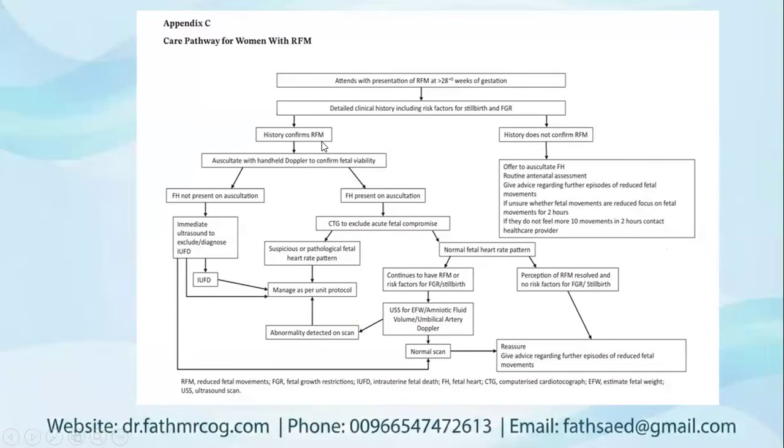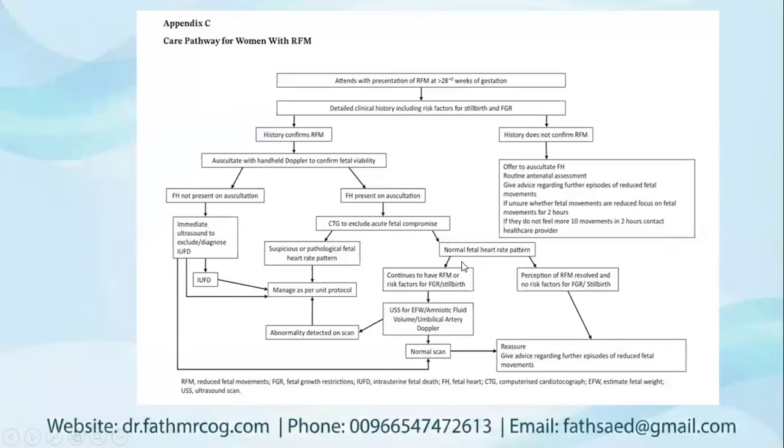But if history confirms reduced fetal movement, the patient will tell you, still I cannot feel the movement of my baby. Auscultate the patient with the handheld Doppler to confirm fetal viability. If the fetal heart is present on auscultation, do the CTG to exclude acute fetal compromise. If the fetal heart rate is normal, consider whether she continues to have reduced fetal movement. If the patient is fine here and her perception of fetal movement resolves, and there is no risk factor for FGR or stillbirth, or the patient is primary, no FGR, no stillbirth, everything is good, reassure and give advice regarding further episodes of reduced fetal movement, and the patient should come back.